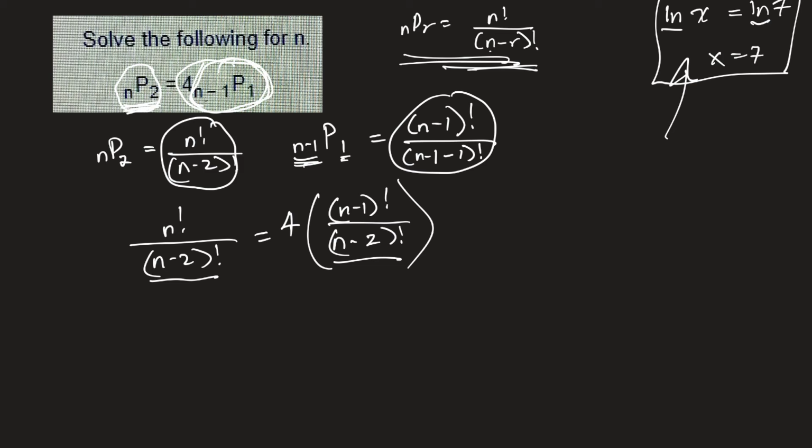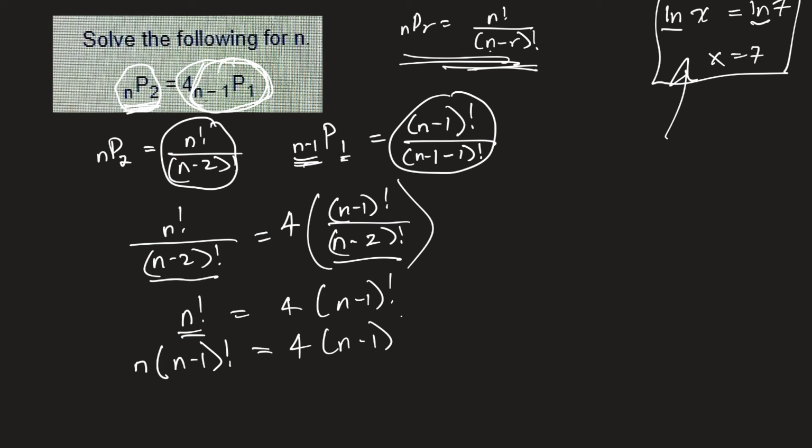So let me rewrite it with just the stuff on the top. n factorial is equal to 4 times n minus 1 factorial. Okay, now what? I guess I could rewrite this n factorial because it'd be the same as n times 1 less than n, which would be n minus 1. And I could keep going, n minus 2, etc. But I notice on the other side, I already have an n minus 1 factorial.